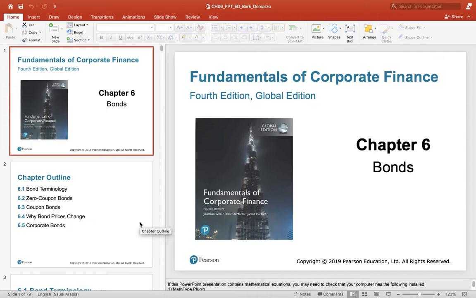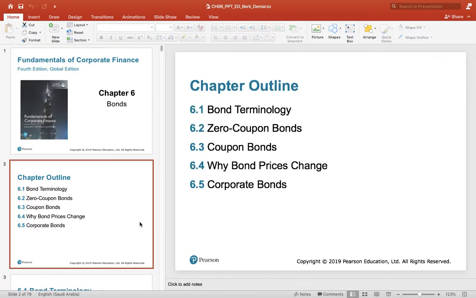Today we'll start Chapter 6, Bonds and Bond Valuation. The outline of the chapter: the first section will be bond terminology and zero coupon bonds. Then we'll discuss coupon bonds and why bond prices change. We'll see corporate bonds, their features and valuation.